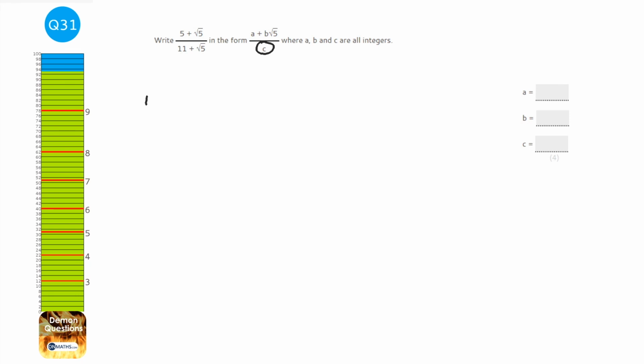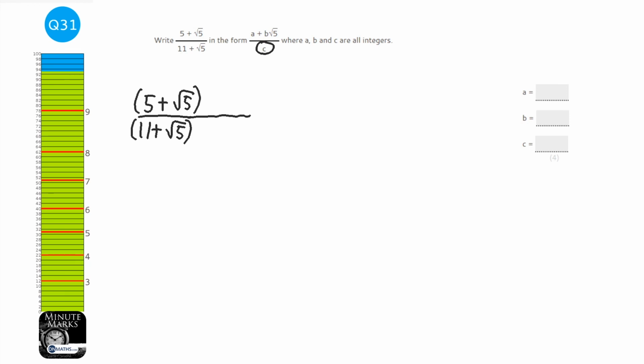Now I'm going to write this out again to make it a bit bigger. The only way we can do that with this question is if we times top and bottom by kind of the opposite of what it shows at the bottom. So instead of 11 plus root 5, I'm going to times it by 11 minus root 5. But if I do that to the bottom, to keep the fraction the same, I must do it to the top. So that creates a kind of quadratic surd.